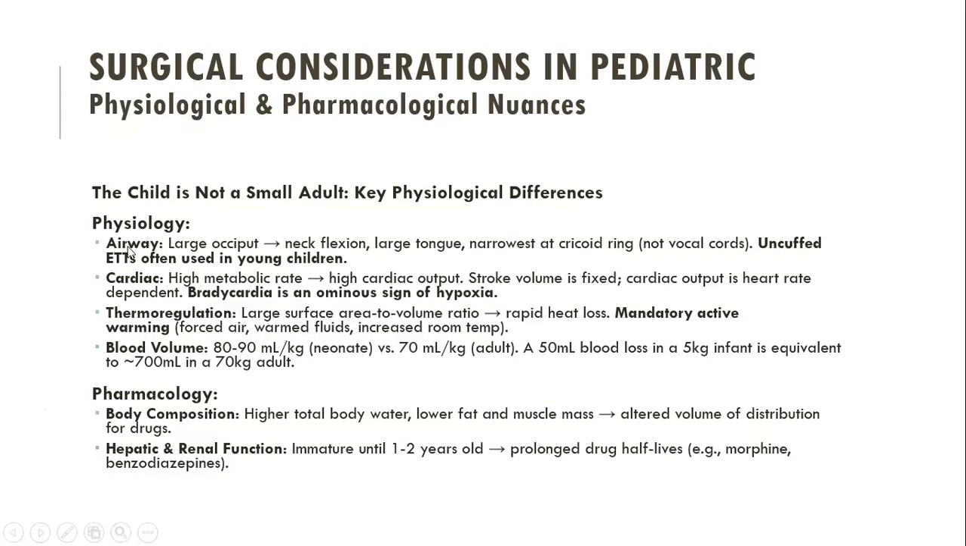In the physiology, you see the airway of the child. They have a large occiput, so they have neck flexion. They have a large tongue and are narrowest at the cricoid ring, not at the vocal cords. So uncurved ETTs are often used in young children.